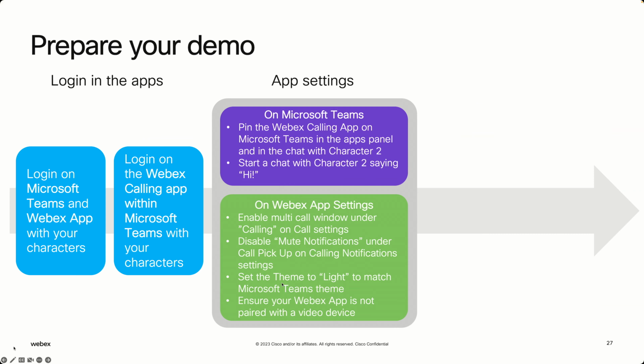Set the theme to, I don't know how to say that, to light. Okay, this is just optional, but it's nicer. If you have the Webex app in black and Microsoft Teams in white, it doesn't look good. So it's better if you have both in the same color, but totally optional. It won't break the integration.